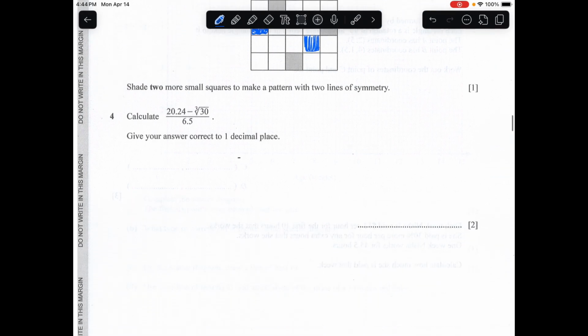Question 4. Calculate 20.24 minus the cube root of 30, divided by 6.5. Give your answer correct to one decimal place. Over here you just put this expression in your calculator. If you do that, you would get 2.6358. Now you need to round it off to one decimal place. That would be 2.6 approximately, right? Let's move on to the next page.